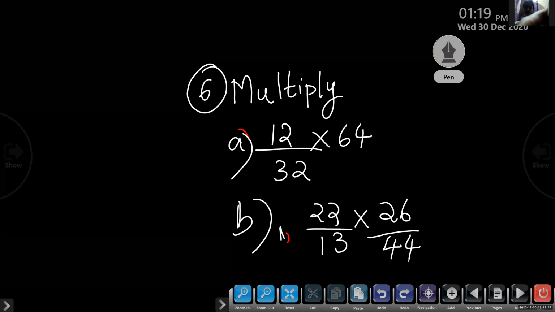Ma'am, we can also do cross multiplying, right? You can multiply or use the cutting method. Okay, ma'am. I'm finished.